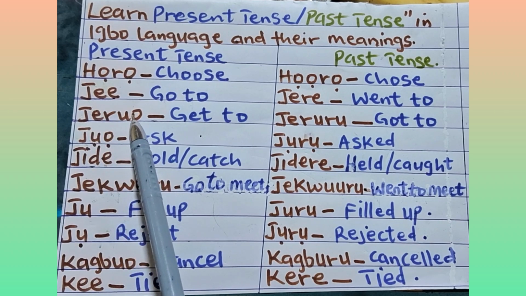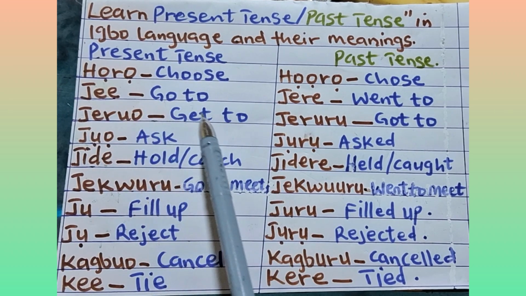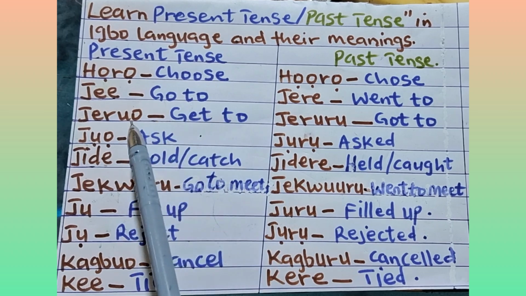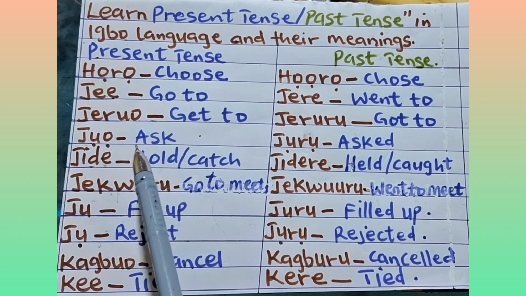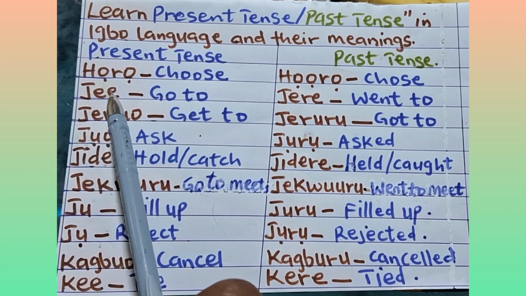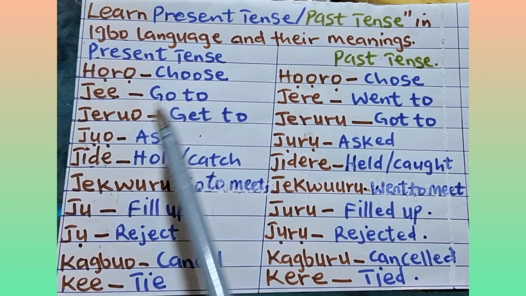Jeruo means reach the actual place. Reach the exact place. That is jeruo. Make sure you reach the exact place. That is the meaning of jeruo in Igbo, while J is just go to. Maybe go to market or go to any place.